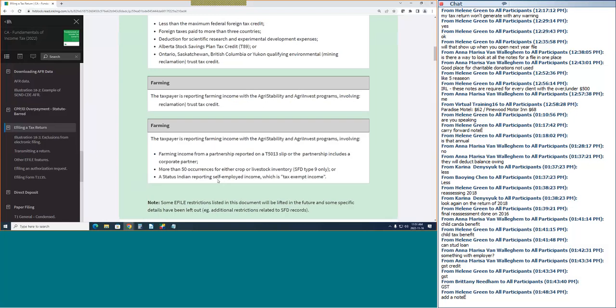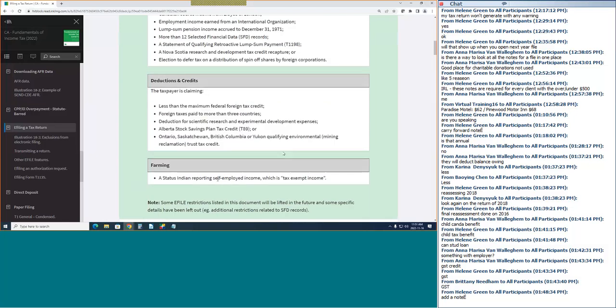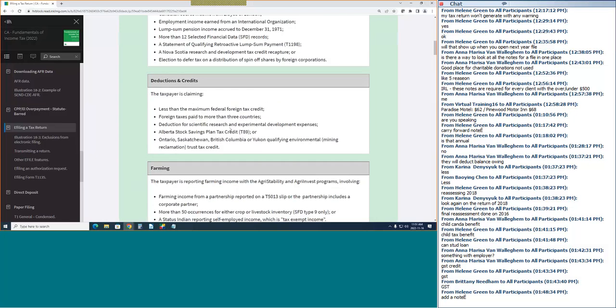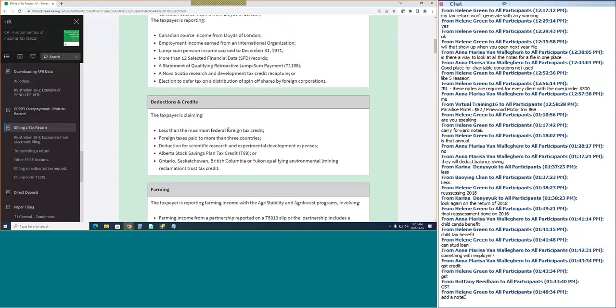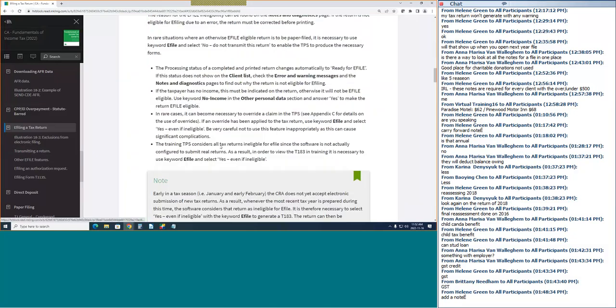And again, farming returns, you're not going to do farming returns. You're not going to be doing ones with very, very complicated corporate and scientific income on it. In research and development for specific provinces, you're not going to be doing. So most of these exceptions will not apply to anyone in this class, okay?